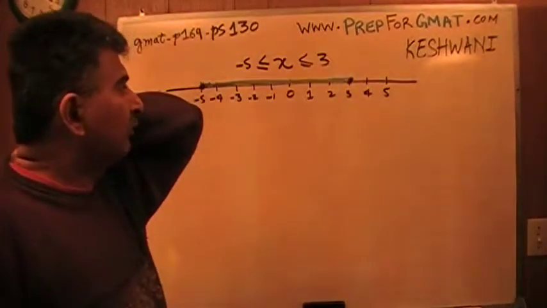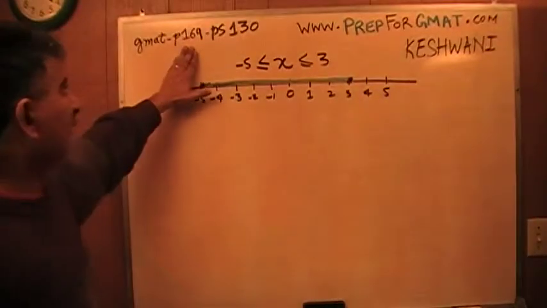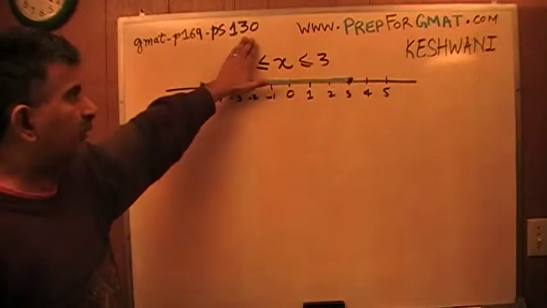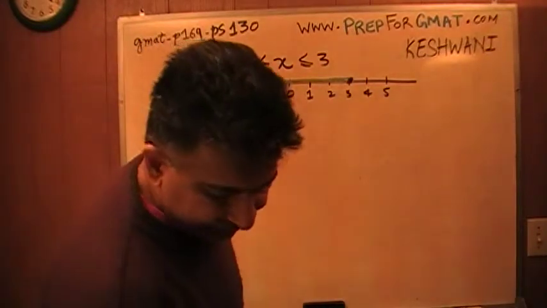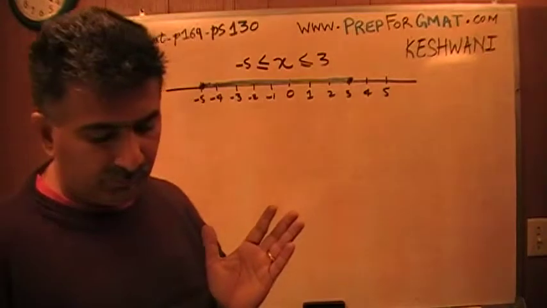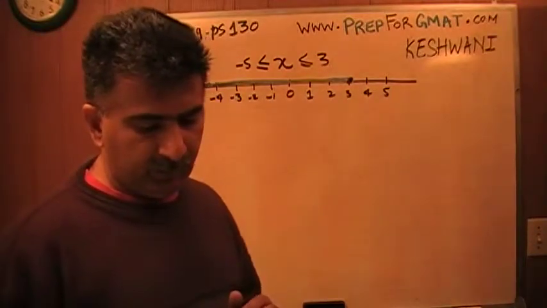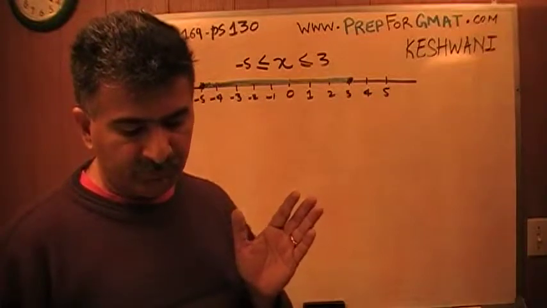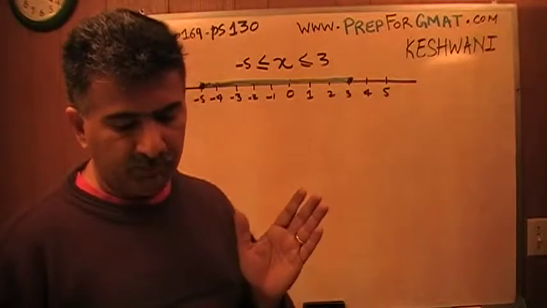The problem that I'm about to solve is the one that you will find on page number 169, the very last problem on that page, problem solving number 130. What it says is that we are given a value of a range on the number line, and the question simply is, which of the following inequalities is an algebraic expression for the shaded part of the number line above?